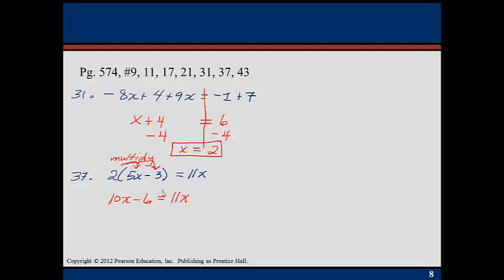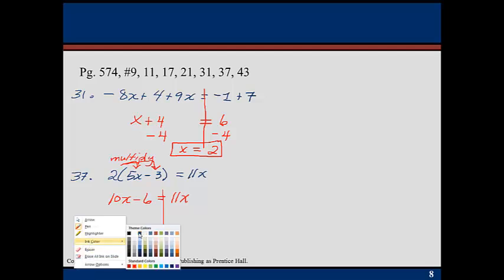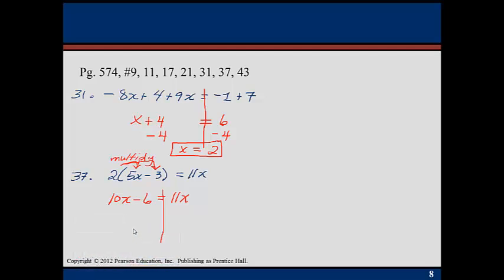Now let me draw the line down my equal sign once again. This time I have x's or variables on both sides of my equation. Before I can solve for the x, I need to get the x's together. So always move the smaller x. I have 10x and I have 11x. Who's smaller between the two? It will be the 10x.